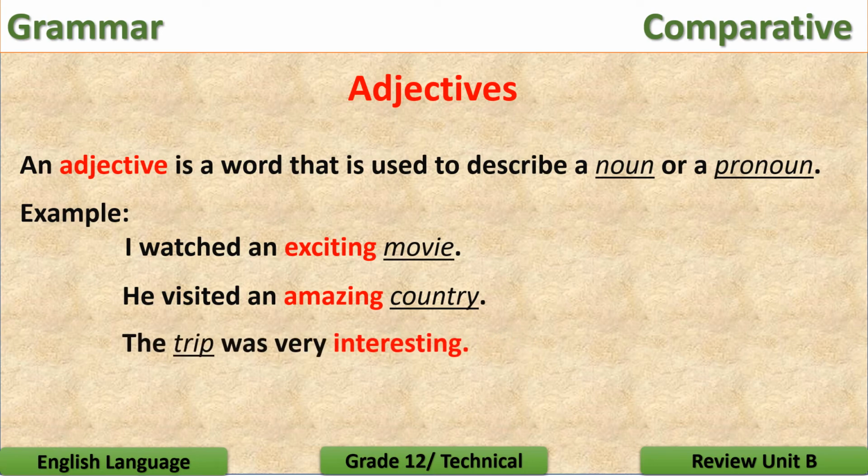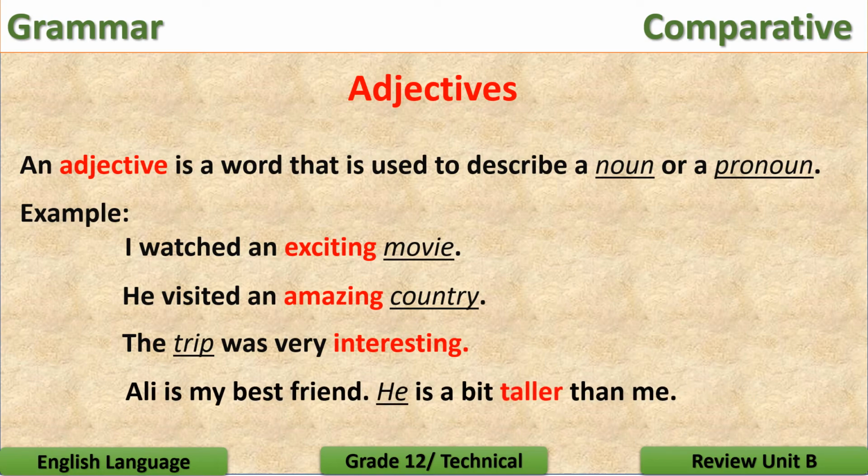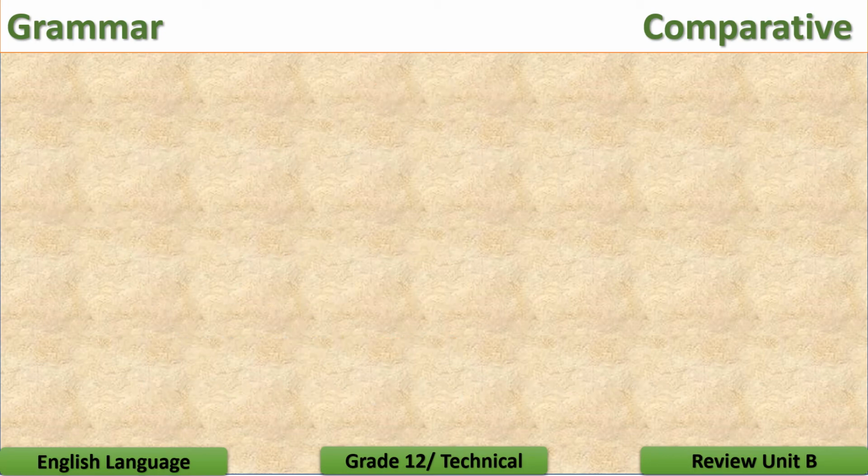The third example, the trip was very interesting. A fourth example, Ali is my best friend. He is a bit taller than me. So all the words written in red here are called adjectives because they describe either a noun or a pronoun.